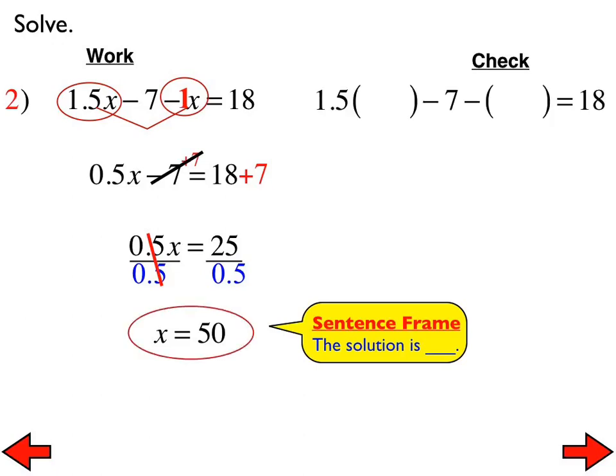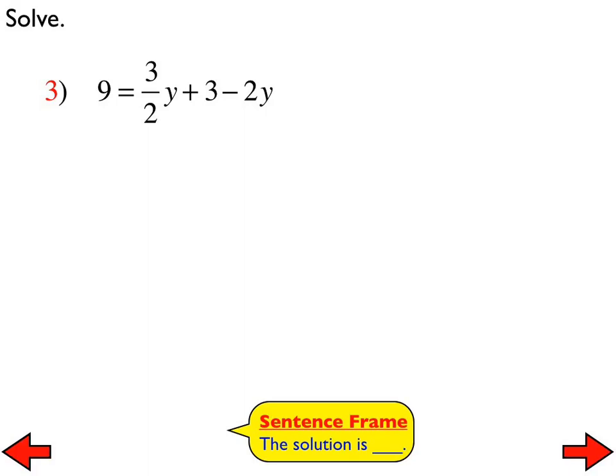And we could check. I'm not saying we have to every time, but there's no excuse for getting an incorrect solution because you could check to see whether you're doing it right or wrong. Then we have number 3.